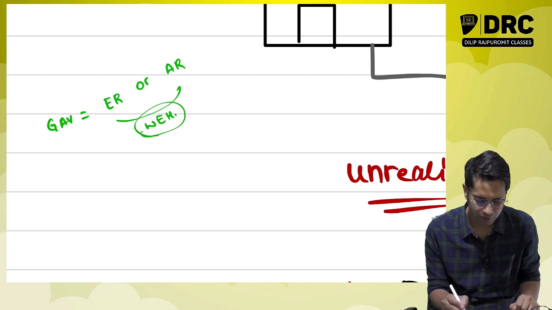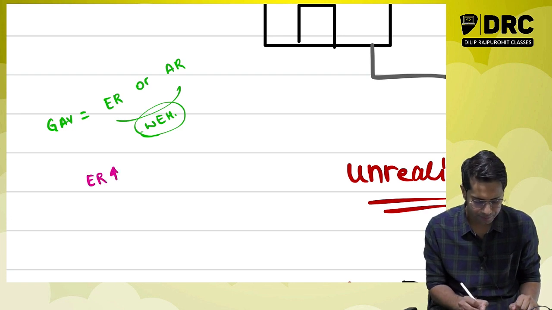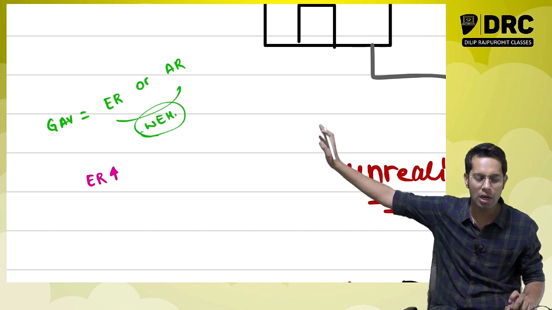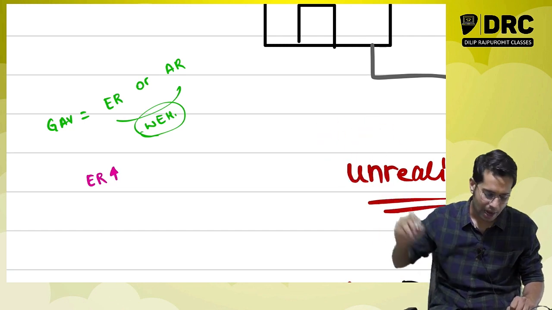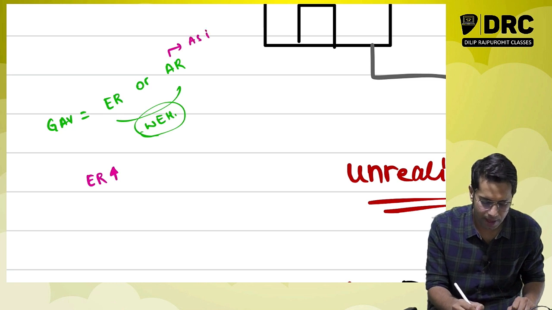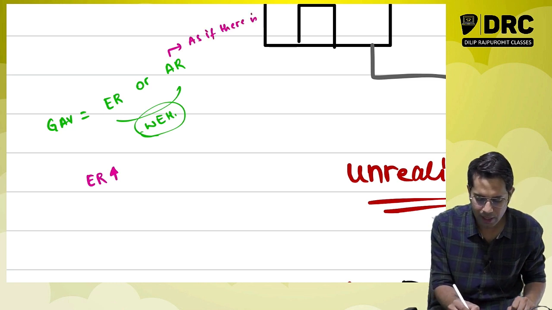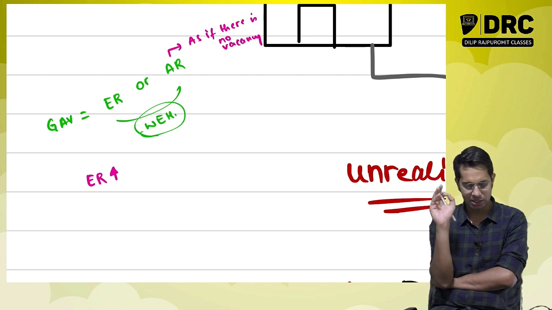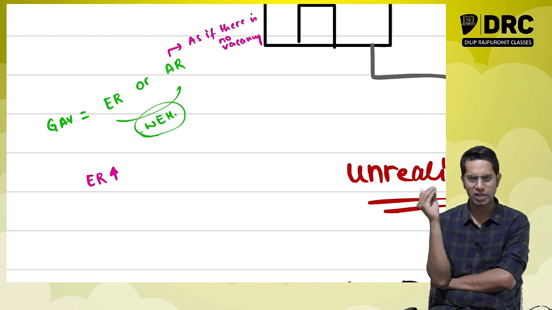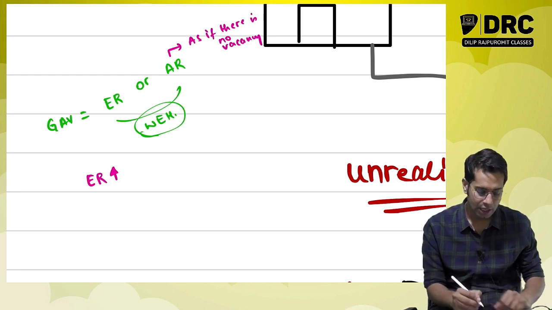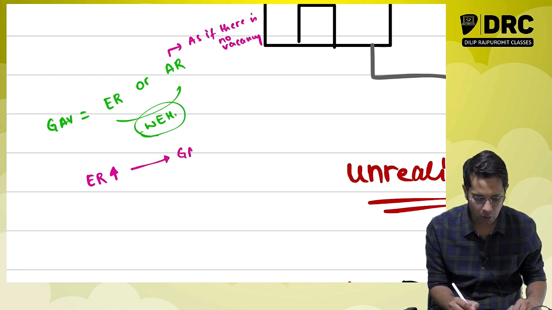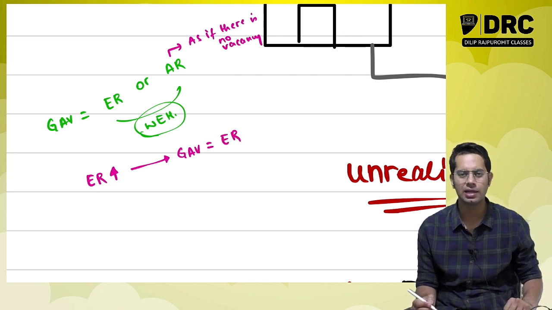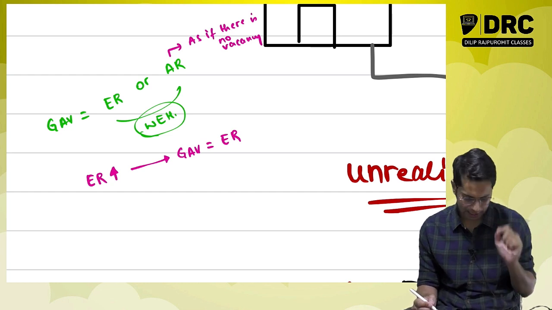So when you are comparing, you take your actual rent as if there is no vacancy. Compare your expected rent with actual rent as if there is no vacancy. Check whichever is higher. If your expected rent is higher, then your gross annual value will be equal to expected rent.